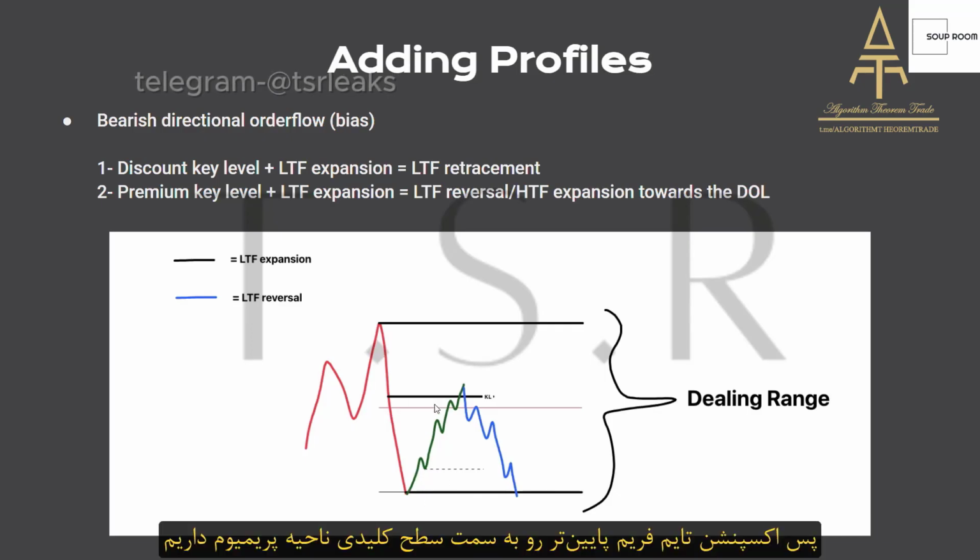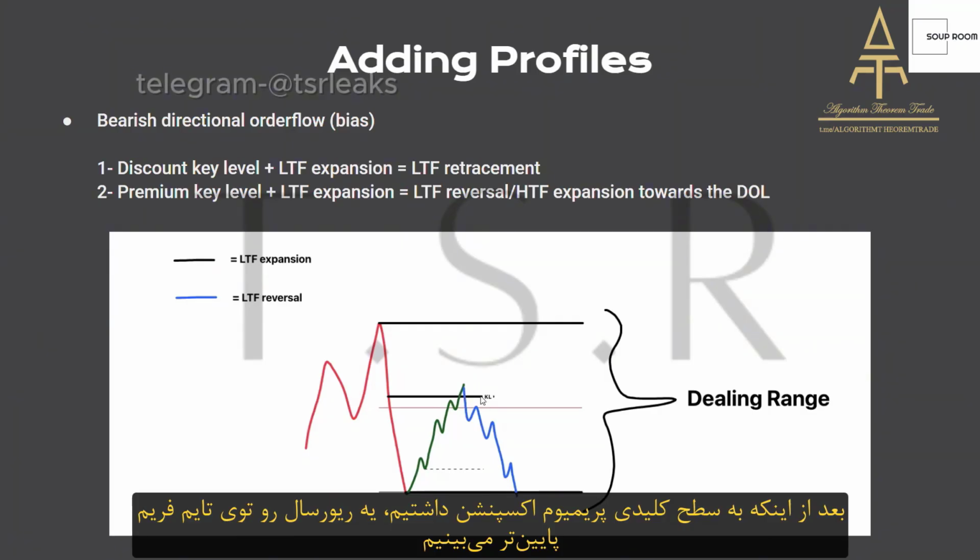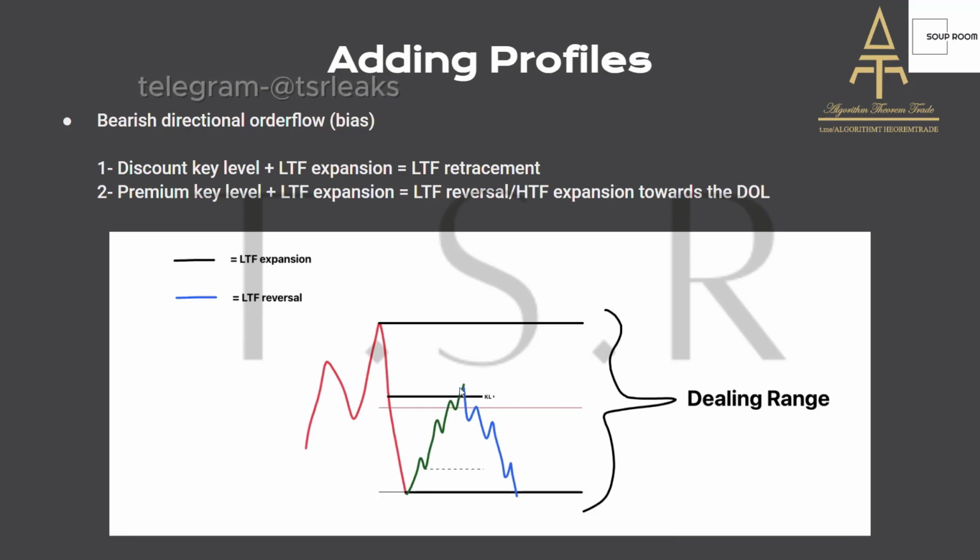So we have the lower time frame expansion into the premium key level. After the expansion into the premium key level, we will see a reversal on the lower time frame and an expansion on the higher time frame. Where's the expansion heading to? The opposing end of the dealing range.